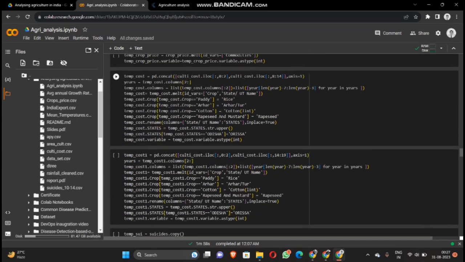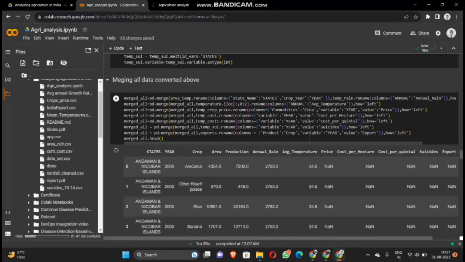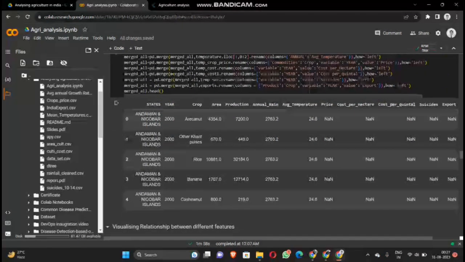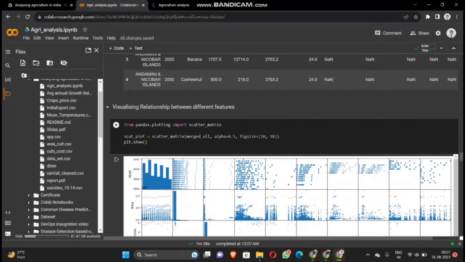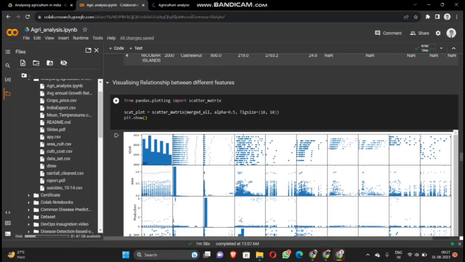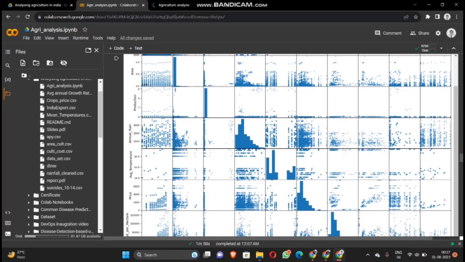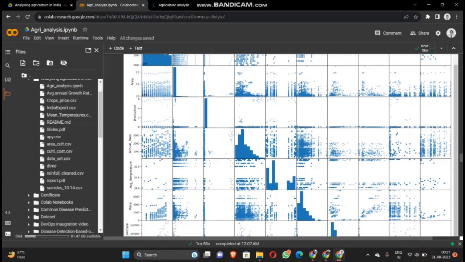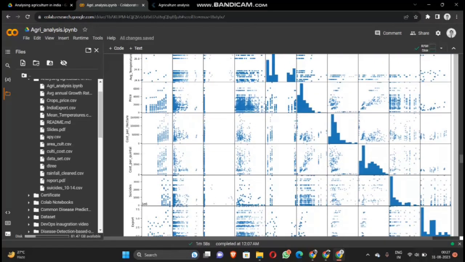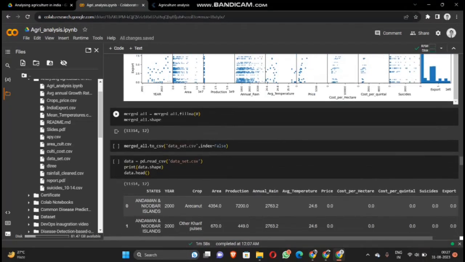dataset.csv. Now, this is the merging phase, where we have merged all the data sets. Now we are finding the correlation between all the data using the scatter matrix, where it shows how the data are related to each other.